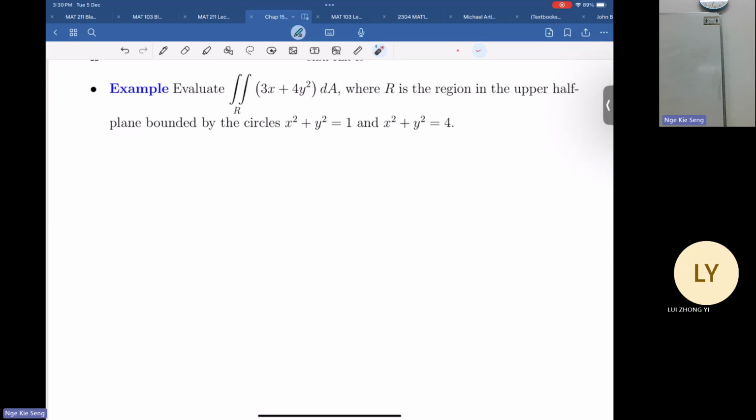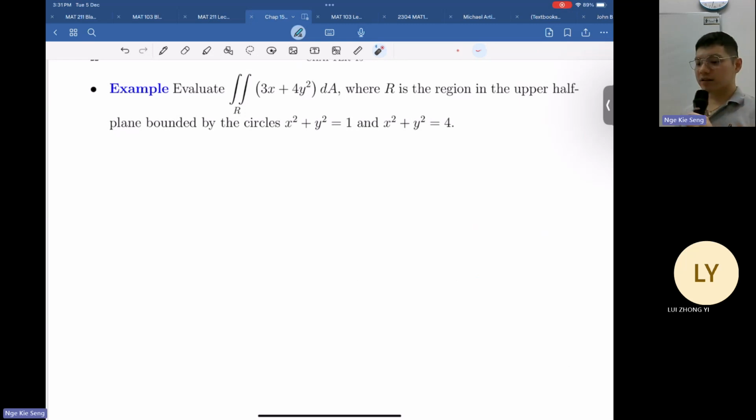This region is in the upper half plane, bounded by two circles. You know what these two circles represent? These are circles, right? What kind of circles? You see, they are equal to different numbers there. So one has radius 1, the other has radius 2. But where's the center? Origin. Both of them are at the origin.